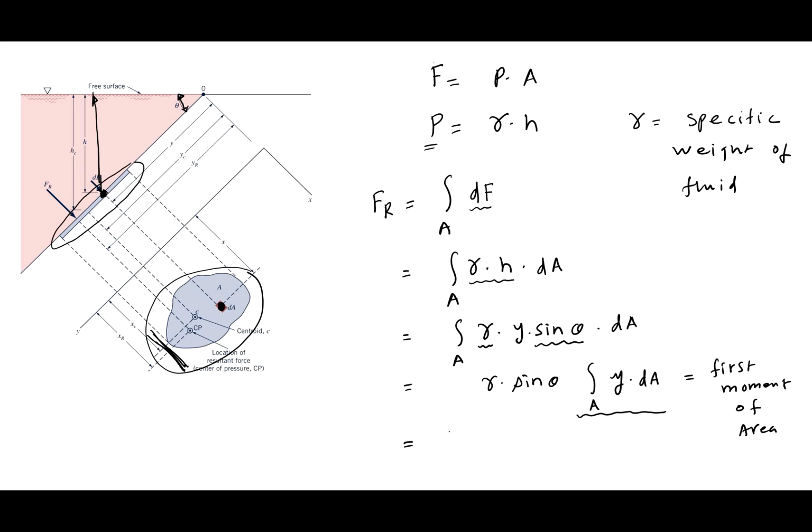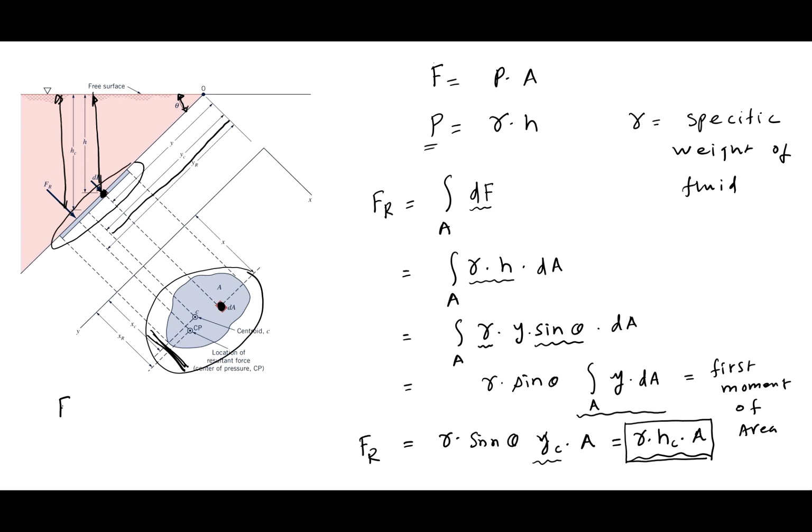And that can be written as gamma sine theta times yc times A, and yc is this inclined distance from the free surface to the centroid of the area, okay? Then we can replace yc times sine theta with hc, giving gamma times hc times A. This is the inclined height yc, and yc times sine theta gives us hc, which is the vertical height from the free surface to the centroid. And that's the expression we get for the resultant force. So the expression for the resultant force is gamma times hc times A.